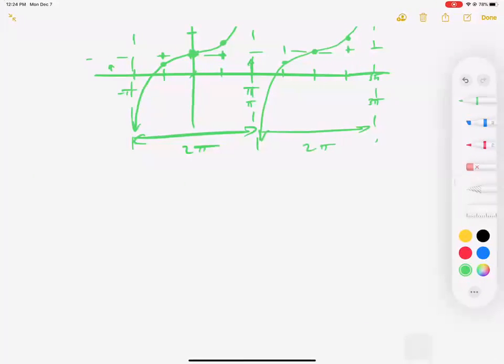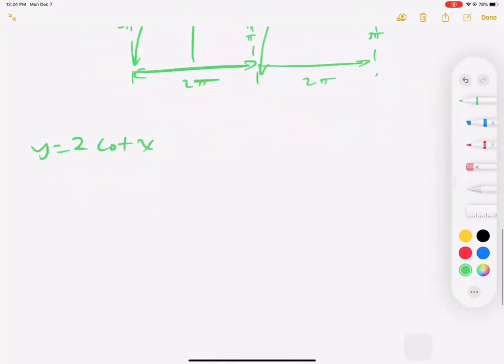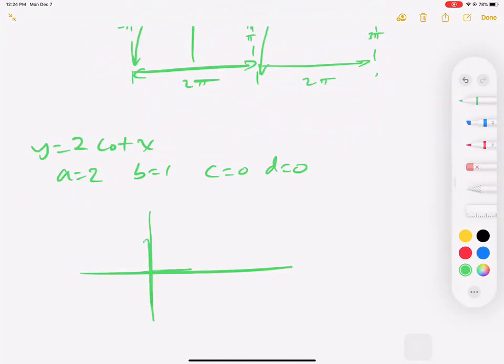So here's what I mean by shifted over. I'm going to recall the same thing. Let's say 2 cotangent of x. Okay, y is equal to 2 cotangent of x. We do A, B, C, D. A is 2, B is 1, C and D are both 0. Looking at the characteristics, as I draw my graph out, D is 0, C is 0.